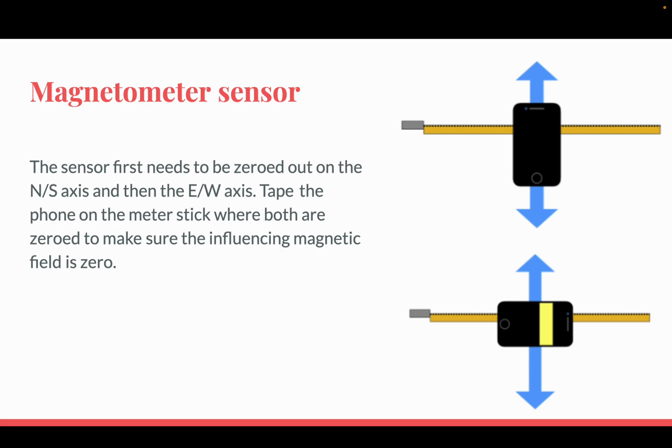The magnetometer sensor. The sensor first needs to be zeroed out on the north to south axis, and then the east to west axis. Tape the phone on the meter stick where both are zeroed to make sure the influencing magnetic field is zero.